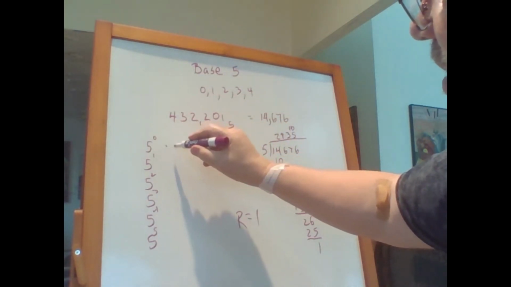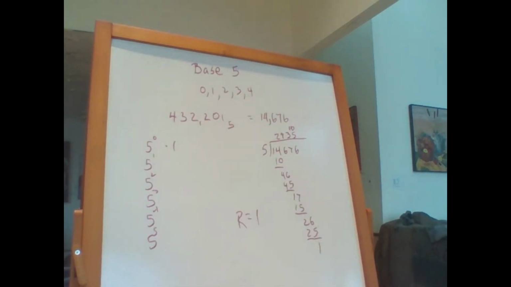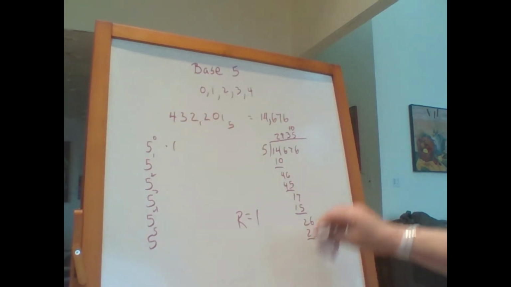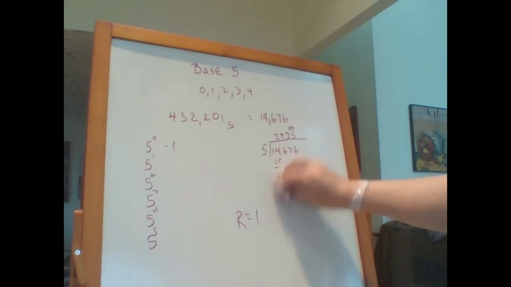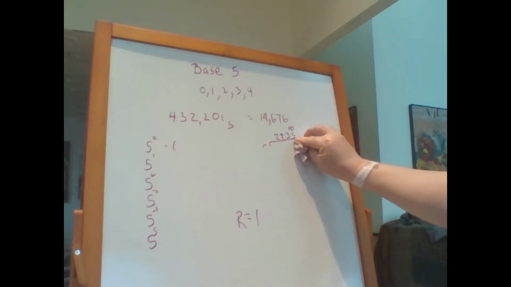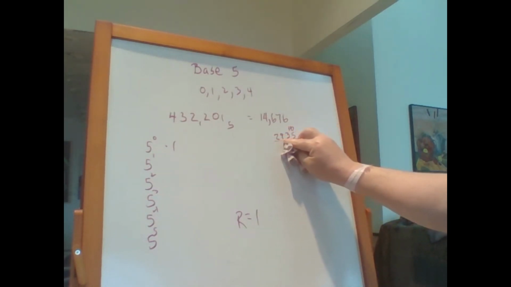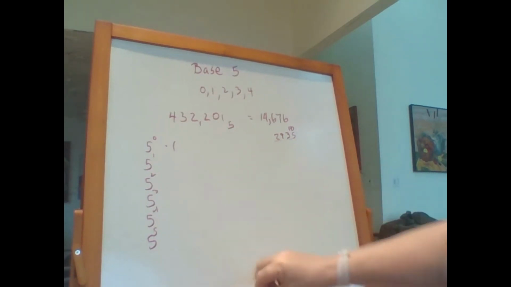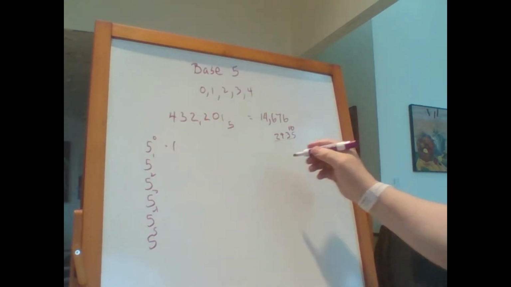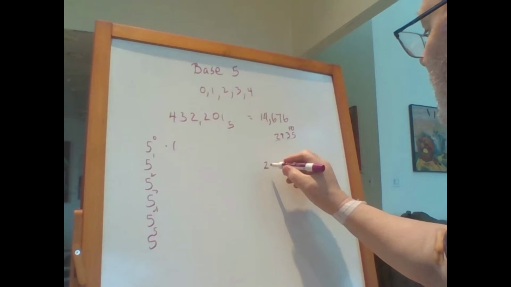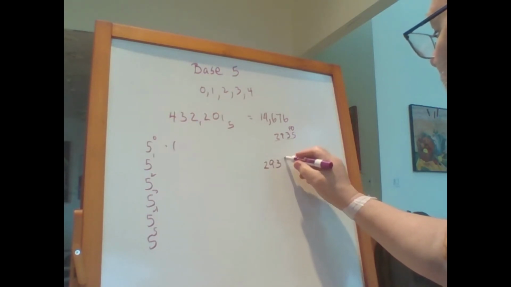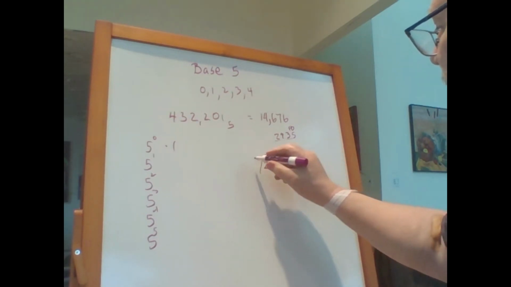This remainder is multiplied by 5 to the 0. Now we take the 2,935, and we divide that by 5.